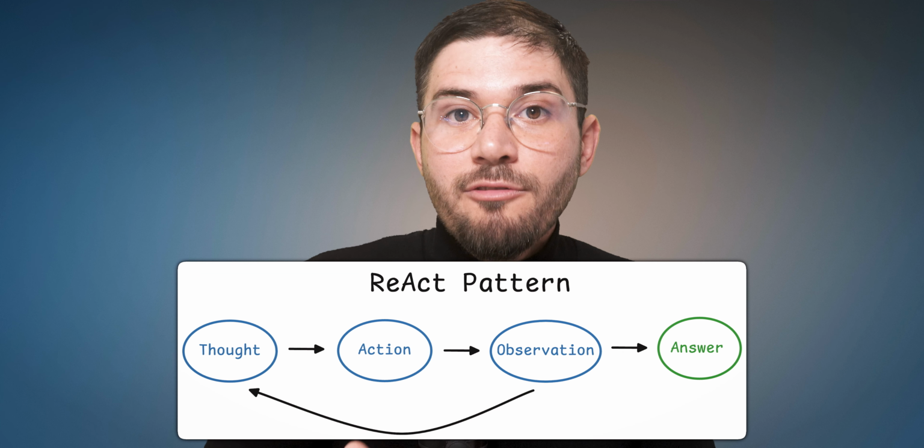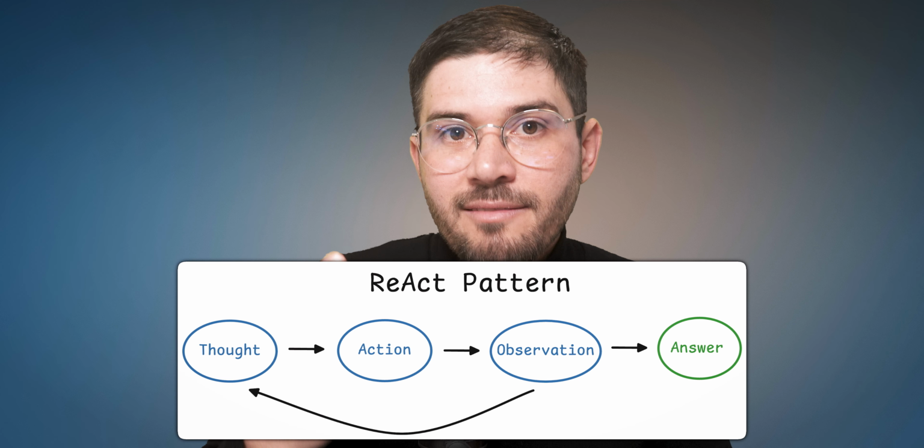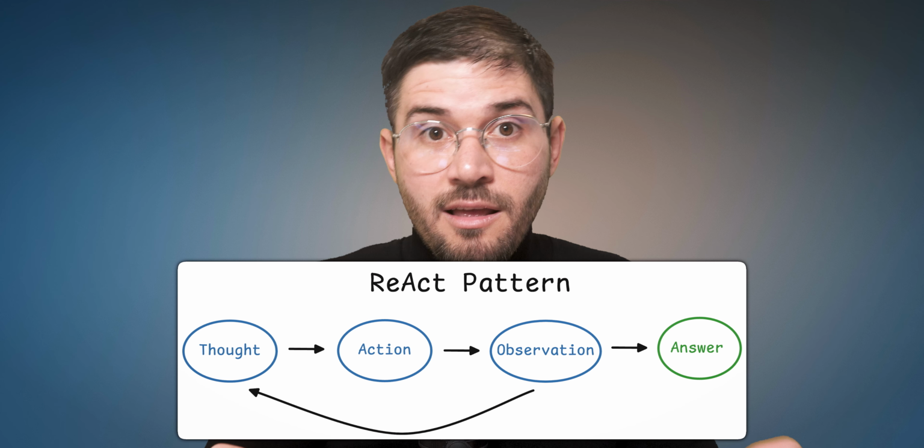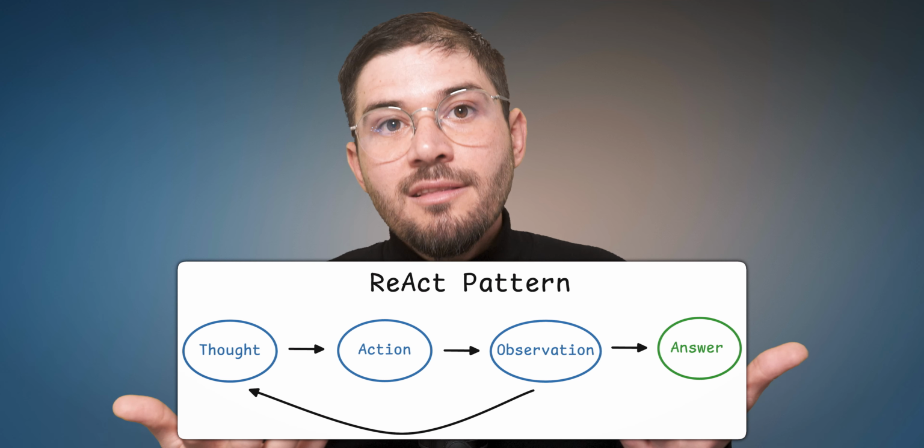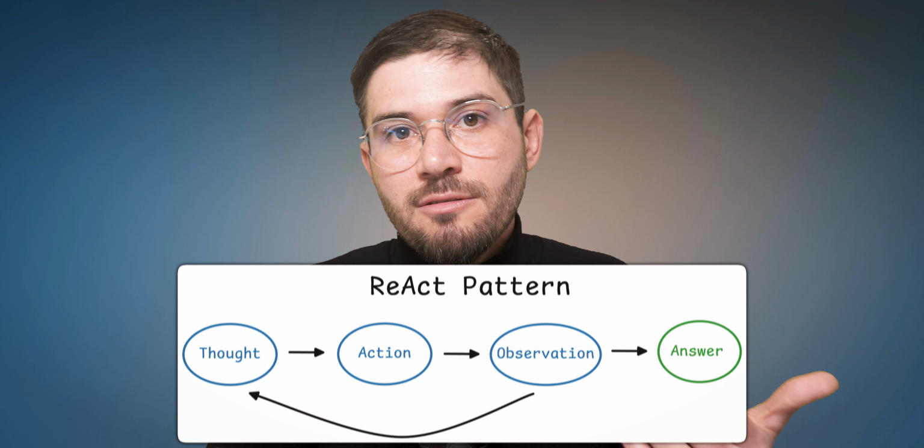Finally, we have planning. If tool use is the agent's hands and reflection is its quality check, planning is its brain's executive function. Instead of reacting instantly, a planning agent first breaks a complex problem down into steps. A powerful pattern for this is ReAct, which stands for reason and act. For each step, the agent generates a thought, an action, and waits for an observation.